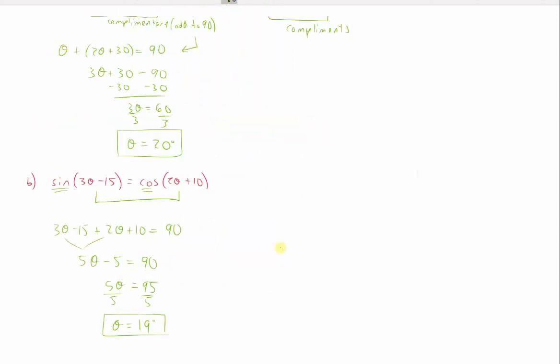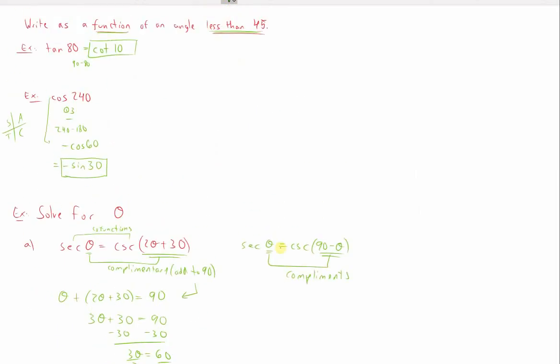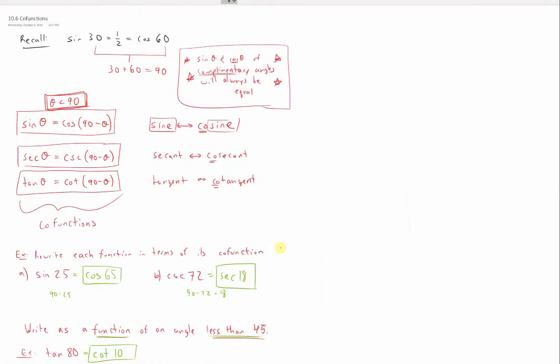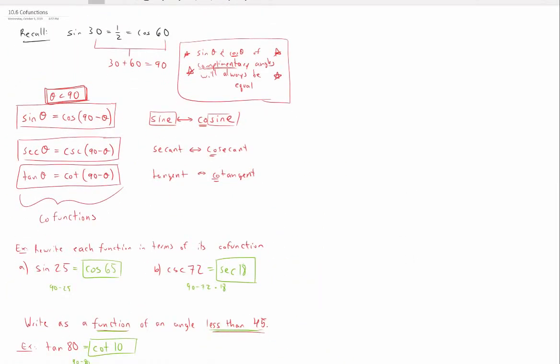That's how we use cofunctions. You guys are going to have some homework tonight where you get to practice using those cofunctions, and that is it for new material in chapter 10. So practice with cofunctions tonight, and then the next couple of days we'll make sure we have lots of review time so you're ready for your chapter 10 test next week.